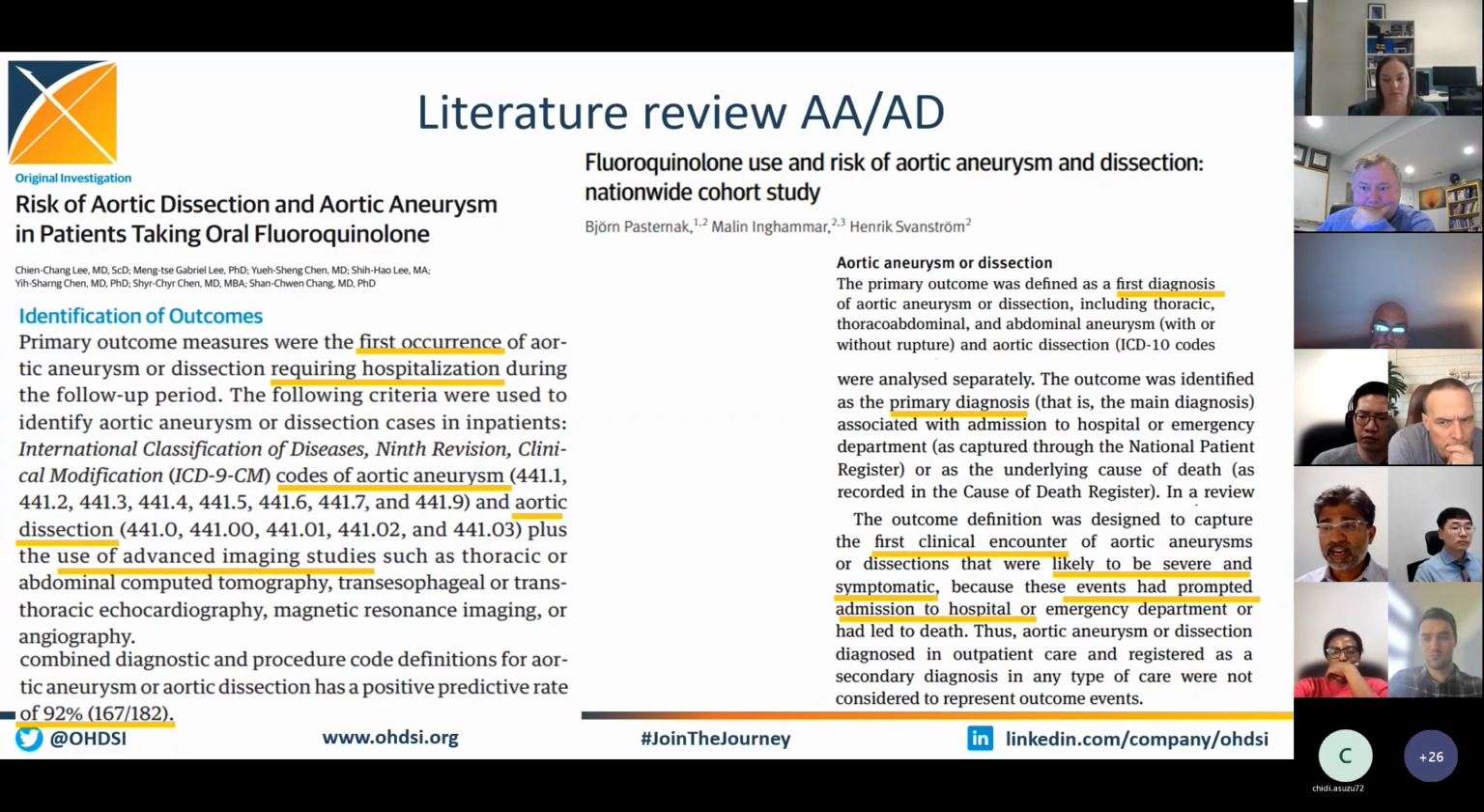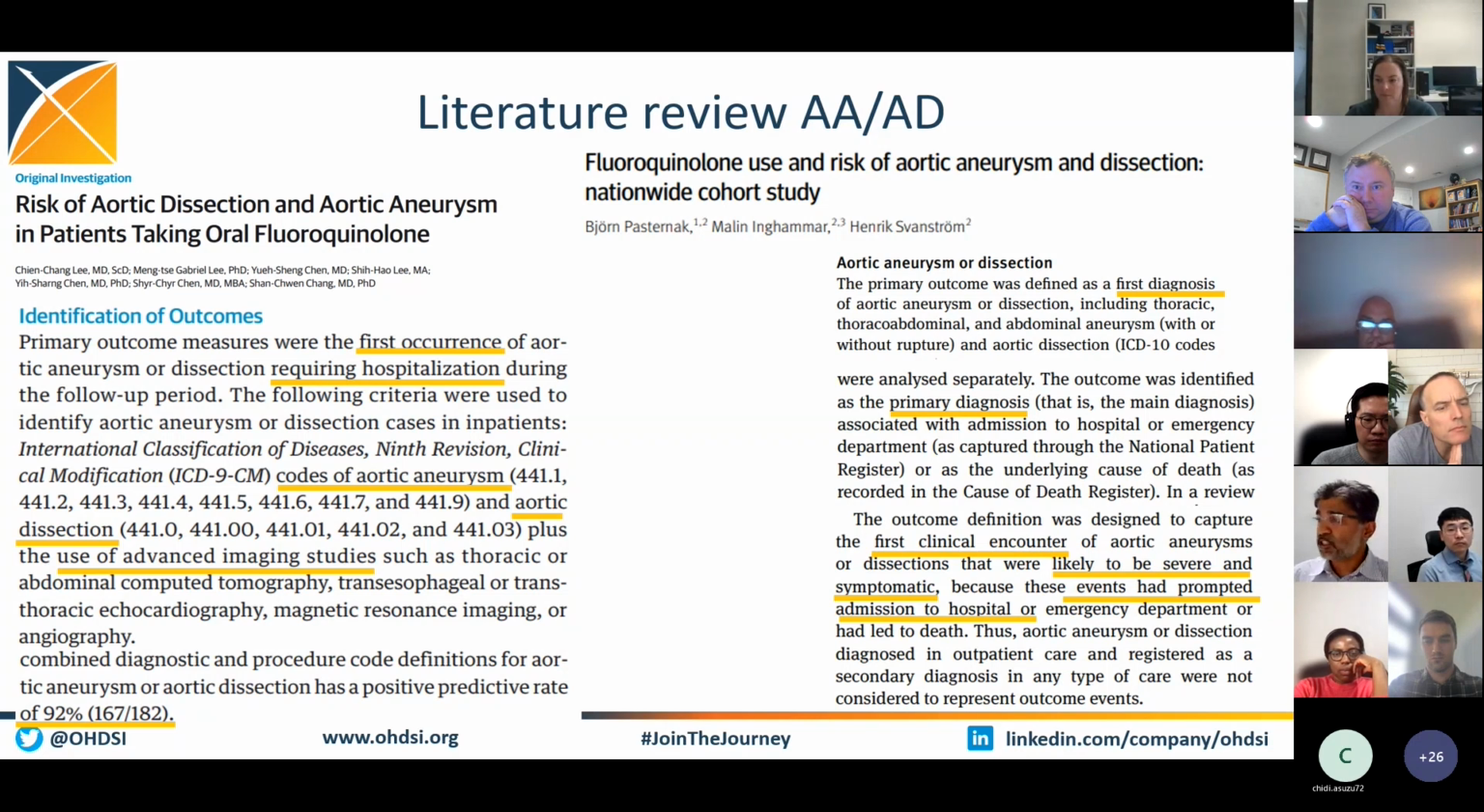They defined their outcome, in their study titled Risk of Aortic Dissection and Aortic Aneurysm in Patients Taking Oral Fluoroquinolones. They said they measured the first occurrence of aortic aneurysm or dissection requiring hospitalization during the follow-up period. They showed their codes for aortic aneurysm and aortic dissection. They also wanted the use of advanced imaging studies such as thoracic or abdominal CT, transesophageal or transthoracic echocardiography, MRI, and angiography. And then they said, when we use the combination of the two, our positive predictive value was 92%. So that's one paper that will definitely guide us as we build our phenotype cohort definitions.